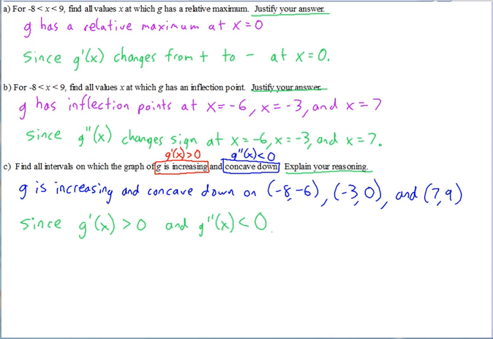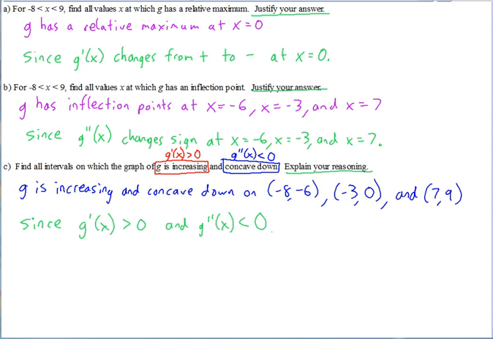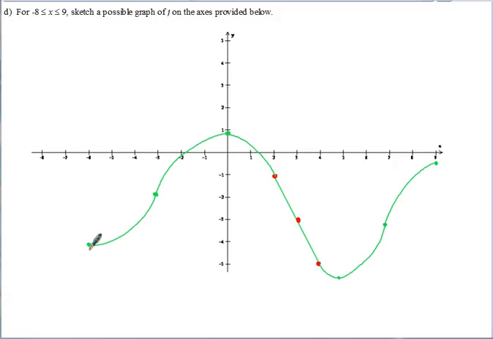And finally, from -8 to -6, it's increasing, concave down, shaped like a frown. So in order to increase to get to this point, again, it has to start below it. So increasing, concave down. Just let me try that one more time. There we go. So increasing, concave down. So that would be a possible graph of f.